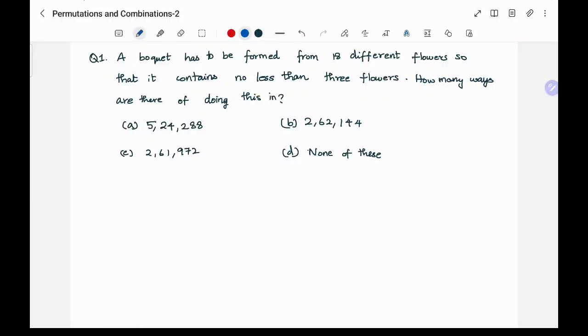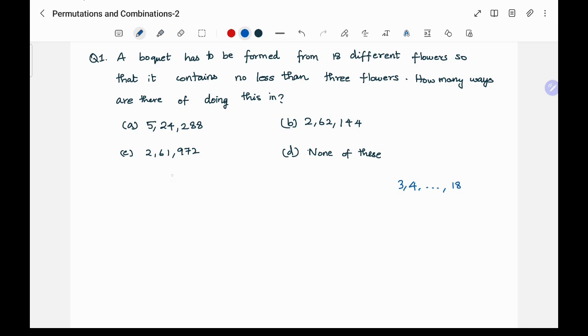Today let us solve some questions on permutation and combinations. So first question. A bouquet has to be formed from 18 different flowers so that it contains no less than 3 flowers. Okay, so it means it can be 3 and anything above 3 up to 18. How many ways are there of doing this?